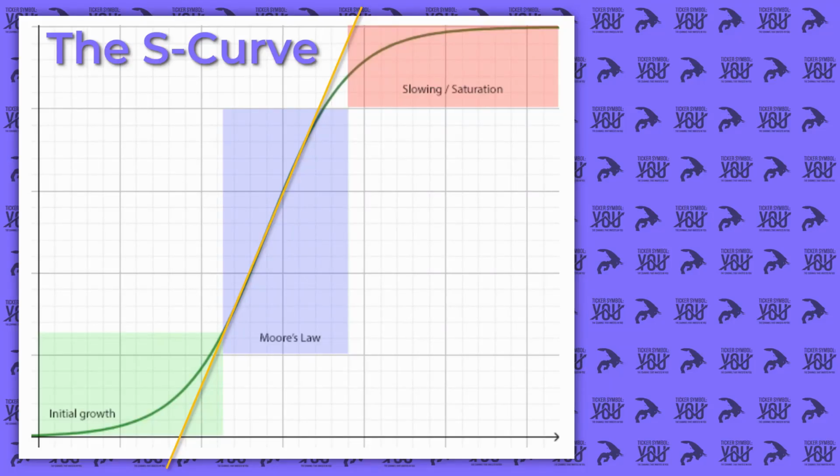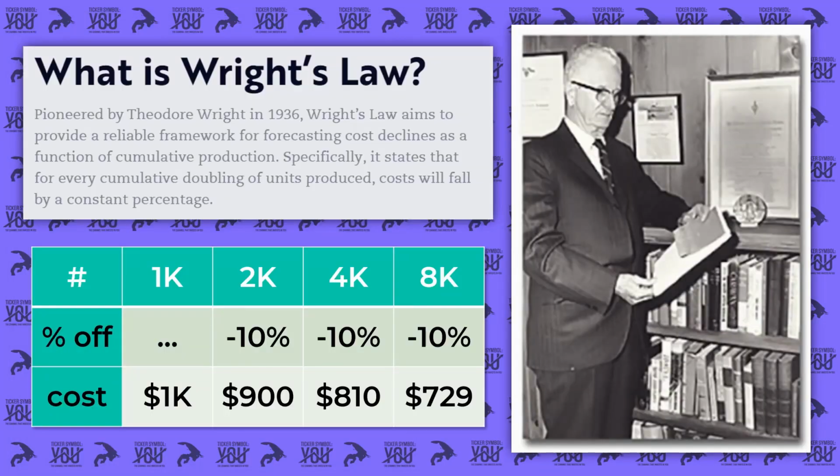So if Moore's Law is wrong, who do we turn to? ARK Invest suggests we turn to Wright's Law. Wright's Law is a framework for forecasting cost declines as a function of cumulative production. It states that for every cumulative doubling, costs will fall by a constant percentage.